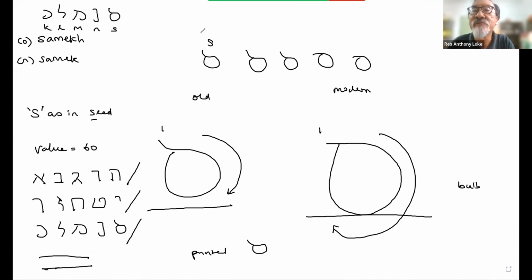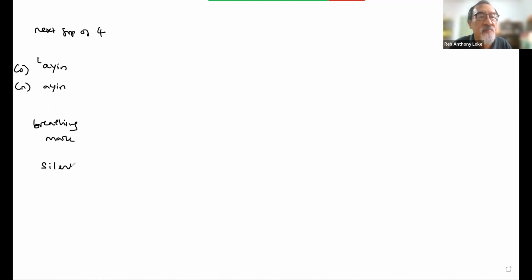Okay, so the next group of 4 has sounds that are slightly different. Okay, the first one you have is what we call Ayin. That is your old spelling. The new one is just put without the breathing mark. This is also a breathing mark. It has no sound, so it is silent. You have the Aleph this way. Ayin is the reverse. So it's very tricky. Okay, Aleph is this way. Ayin is this way, reverse direction. Both are silent.